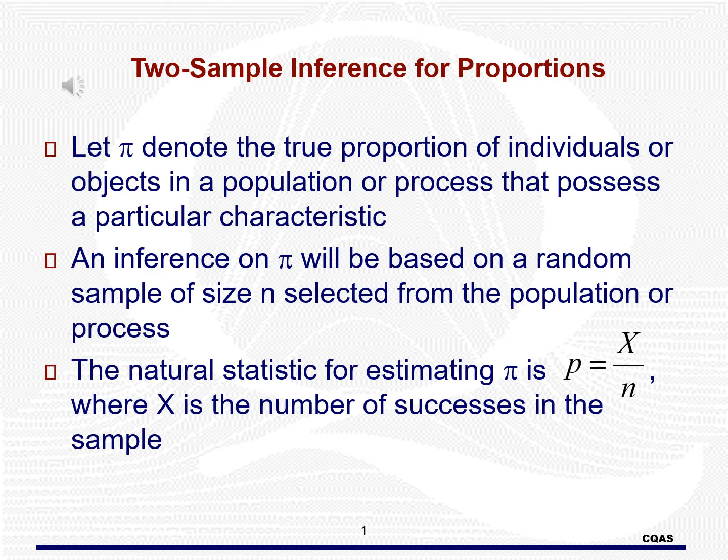The natural statistic for estimating pi is given on the slide. This is just the sample proportion. It is determined by looking at the number of objects that meet the requirement divided by the sample size. Inference on a proportion is based on a random sample of size n selected from the population. Let's look at some details.